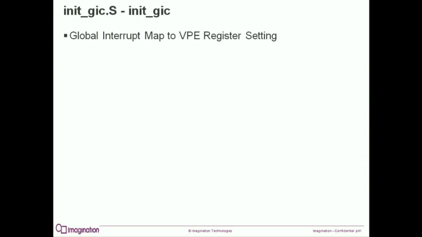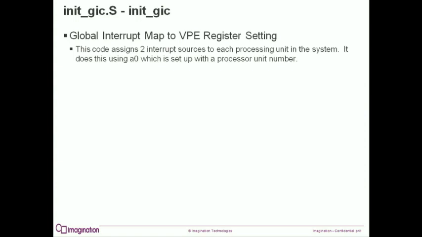There is a convention in MIPS Linux to use the last 16 interrupt sources for interprocessor interrupts. In the system we are configuring, those are interrupts 24 through 39. The system could contain up to 8 processors. The code assigns 2 interrupt sources to each processor in the system. The corresponding bit number for a processor is stored in A0.